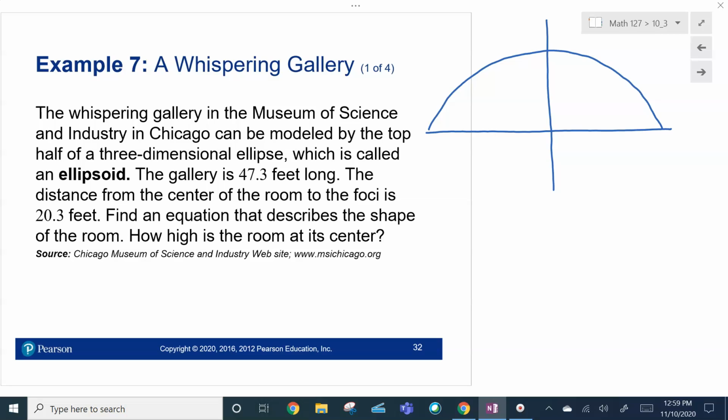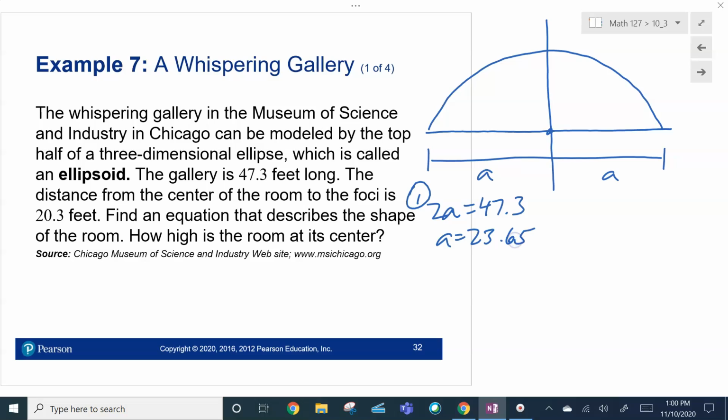Well, I know if it's 47.3 feet long, that's 2A. I'm going to put this center right there at 0, 0. So 2A is 47.3. So my A would be, what was that, 23.65? So that's that point right there, 23.65. So that's how far that distance A is from the center, 23.65 out to a vertex.